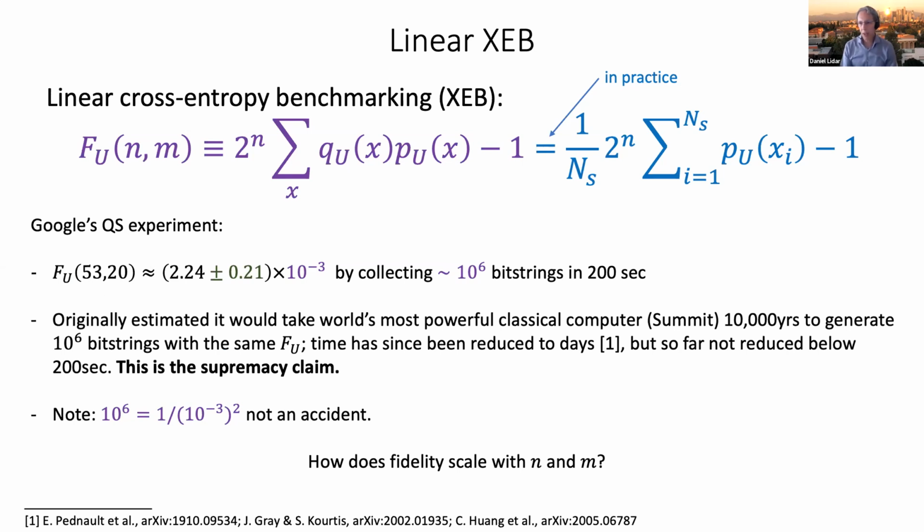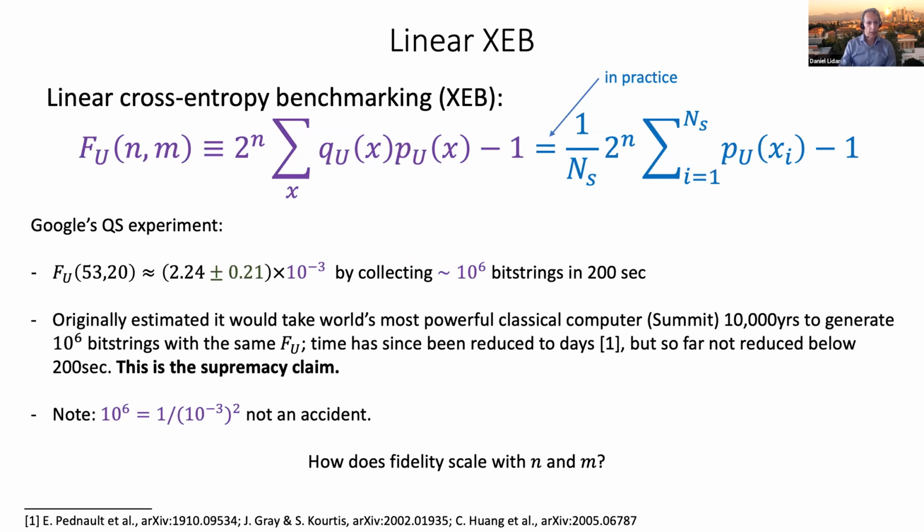And that claim of 10,000 years generated some controversy, and there was a quick succession of papers that showed that actually that was probably too long, and that time has since been reduced to a matter of a few days. But it has not so far been reduced below 200 seconds. So the fact that there is no classical way to compute this fidelity below 200 seconds is essentially the supremacy claim, and it still stands.